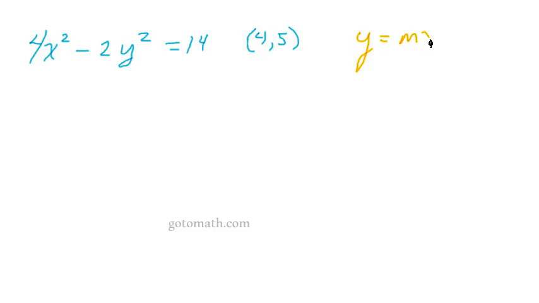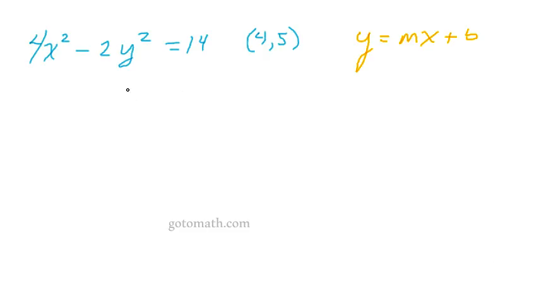All right, so it was 4x squared minus 2y squared is equal to 14, and the point is (4, 5). Actually, let me make sure. Yeah, that's it. And we're wanting to come up with the equation of the tangent line that passes through this point.